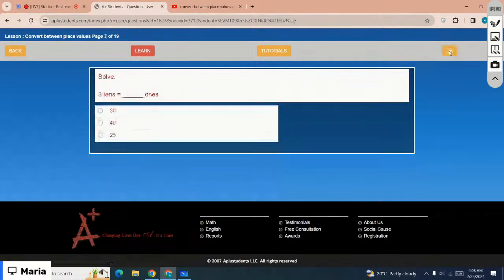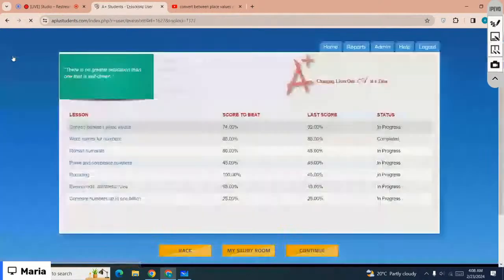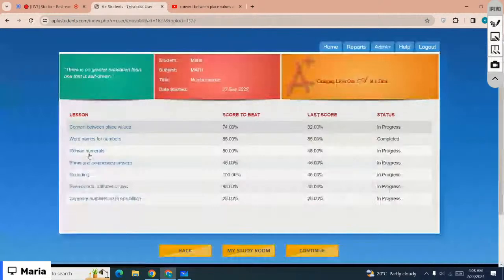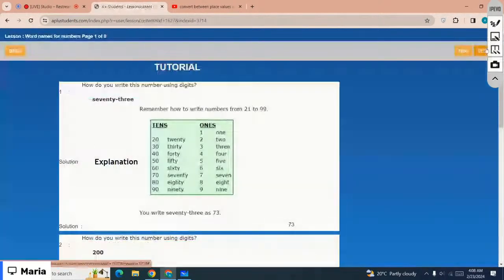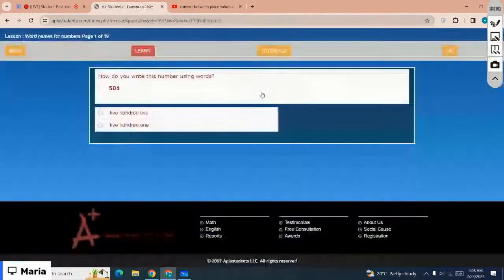Okay, you can complete the lesson by yourself later today. Let me move on to the next lesson, and the next lesson is word names for numbers. Let's start with the test questions.